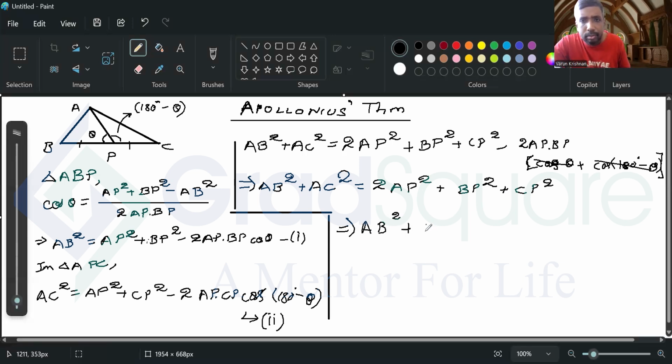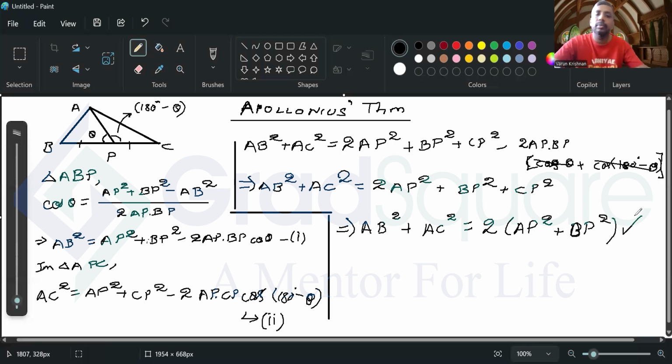So I can represent BP square plus CP square as 2 into BP square, and I can take 2 common on the right hand side, and I'll get 2 into AP square plus BP square. This is what the Apollonius theorem states: if I have a median AP in a triangle, then AB square plus AC square will be equal to 2 into AP square plus BP square. And of course, BP square can be written as BP square, or as CP square, or as half of BC the whole square, because P is the midpoint of BC. This is the Apollonius theorem.